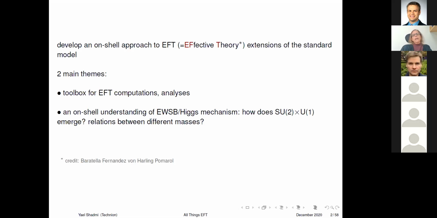And there are going to be two main themes in this talk. So one is a toolbox for EFT computations and analysis. And the other one, as we'll see, is trying to develop an on-shell understanding of Electroweak symmetry breaking and the Higgs mechanism, and sort of relearning things that we know from field theory in this way.